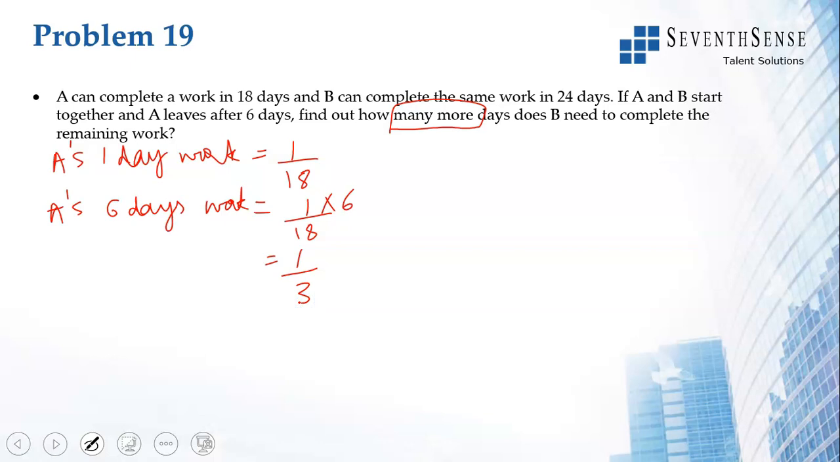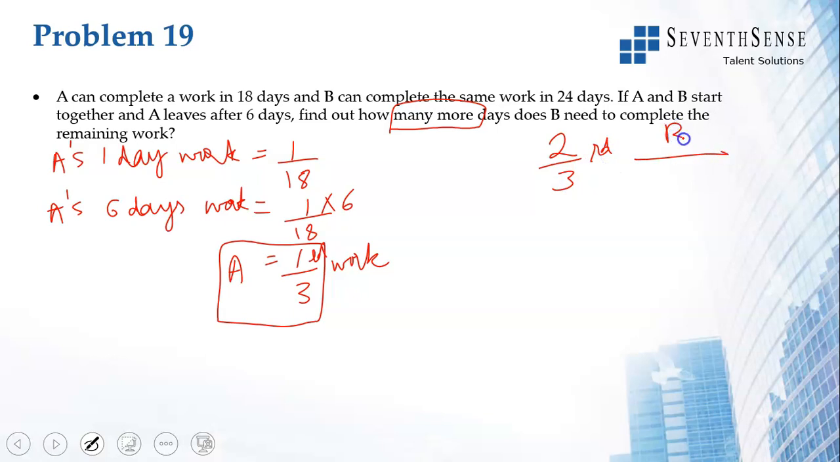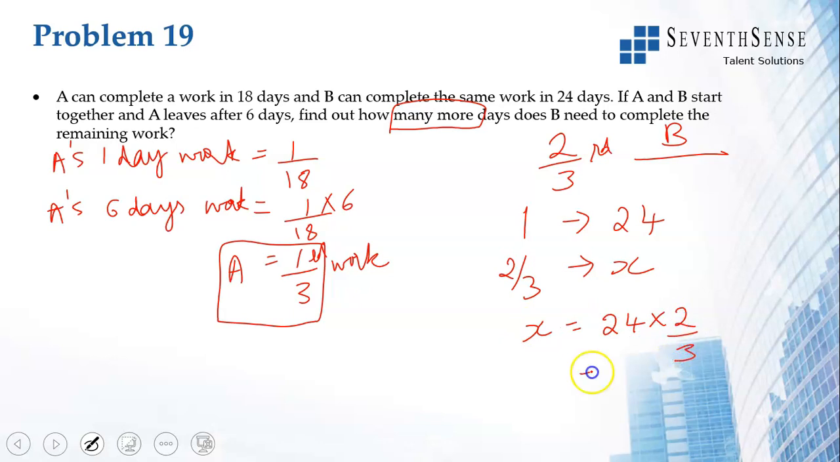And he or she leaves, right? So this is the work that is done by A, only 1/3 of the work. Now how much is left? 2/3 of the work is left. And 2/3 of the work is to be done by B. You might say, oh, but B is also working from the beginning, right? Yeah, we'll take that into account. 1 unit of work is done by B in 24 days. 2/3 of the work is done in X days. X is equal to 24 into 2 by 3, which is 16. So B needs 16 days to finish the work.